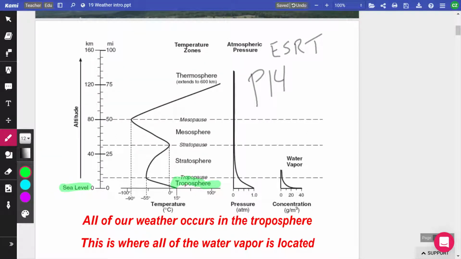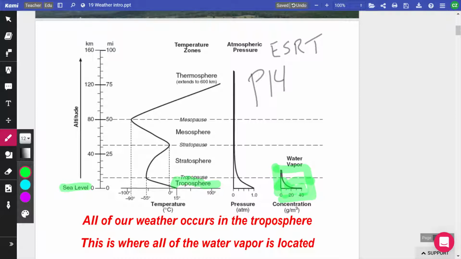All weather takes place in the troposphere. And that has a lot to do with the fact that most of the water vapor available for any type of heat transfer is at the surface. So the majority of it is down in here, okay? So water plays a big role in weather.